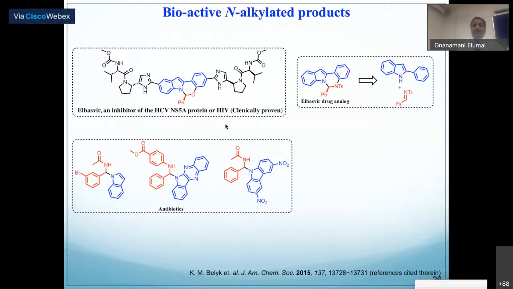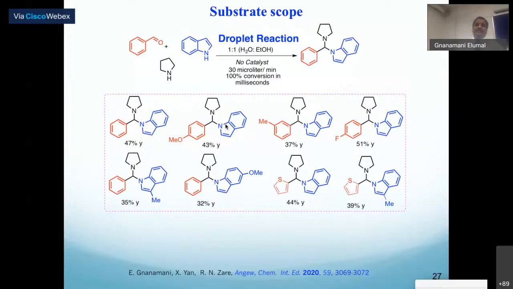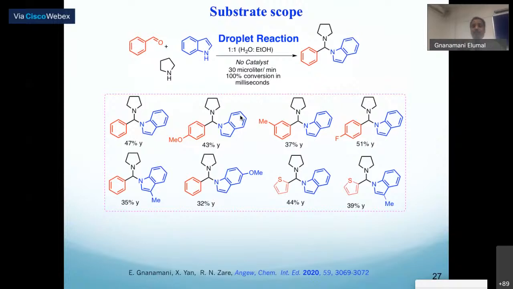Also, here I have given another example. Several molecules contain these aminal or hemiaminal ring systems, but those molecules are synthesized by longer routes. For example, these LBS beans are synthesized in 9 to 10 steps. If you use our microdroplet technique, we can make them in fewer steps. Here I have given one example, a three-component reaction with microdroplets. This reaction is completed in microseconds to get 100% conversion.